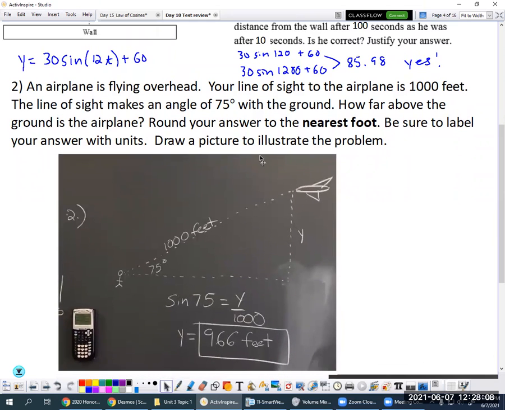An airplane is flying overhead. Your line of sight to the airplane is 1,000 feet. The line of sight makes an angle of 75 degrees with the ground. So you can see I drew a picture. Here is my angle, 75 degrees. My line of sight is 1,000 feet. I am looking for how high it is above the ground. So I am using sine of 75 equals y over 1,000. And I multiply both sides by 1,000. And I get 966 feet.